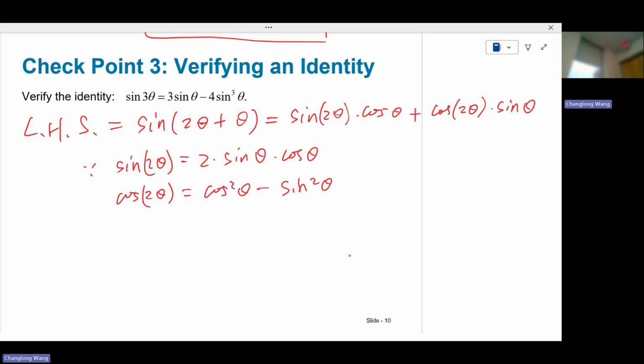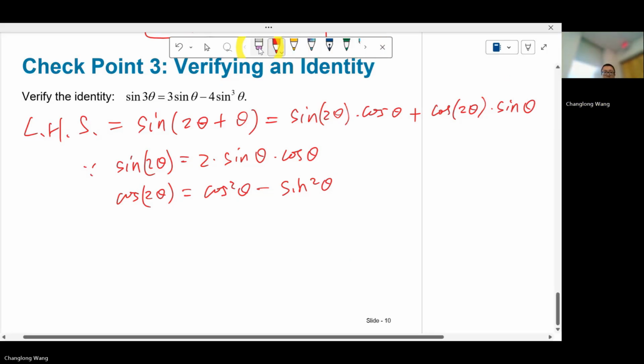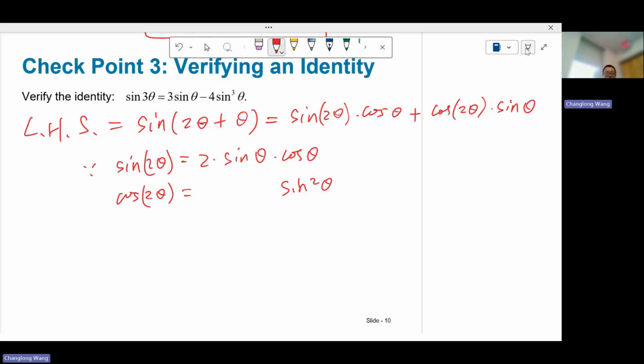And we have that for cosine 2 theta. All right, so let me refer you to the alternative form of cosine 2 theta, which is 1 minus 2 times sine theta squared, right? Now there you go, right?